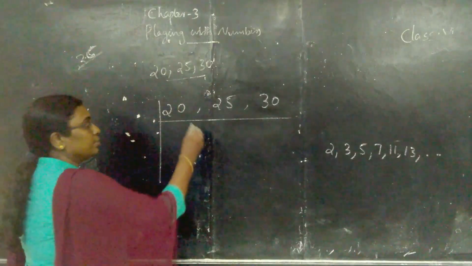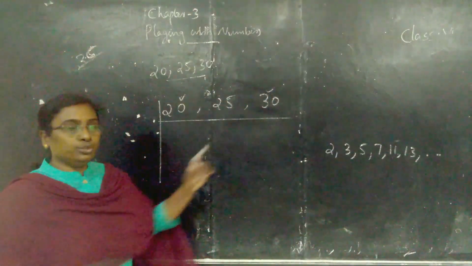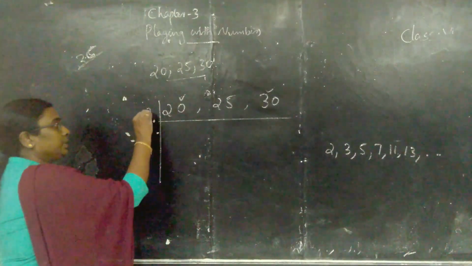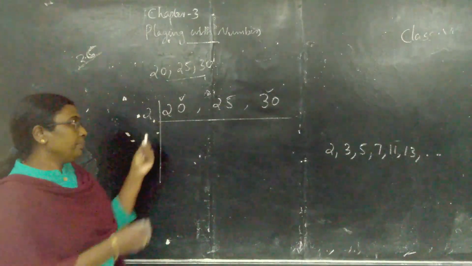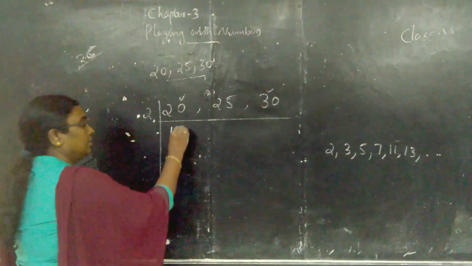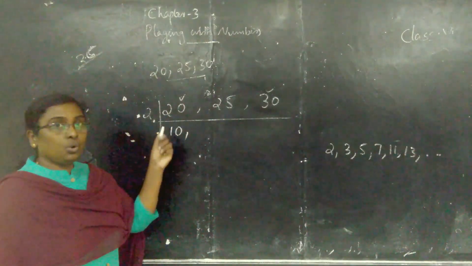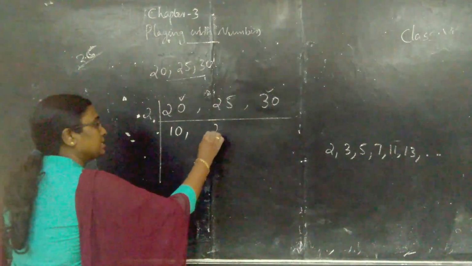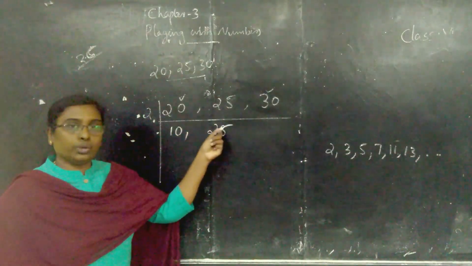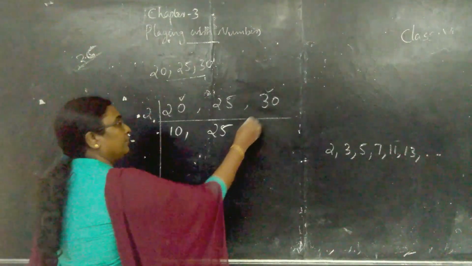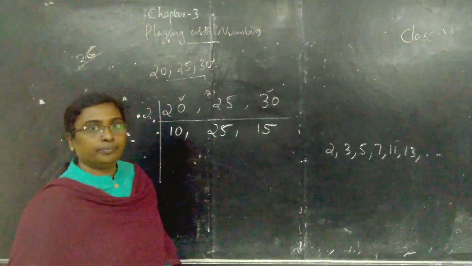What are the numbers divisible by 2 here? 20 and 30 are divisible by 2. So write 2 here. Then divide 20 by 2, that is 10. Then 25 is not divisible by 2, so write 25 as such in this row. Then divide 30 by 2, which is 15.